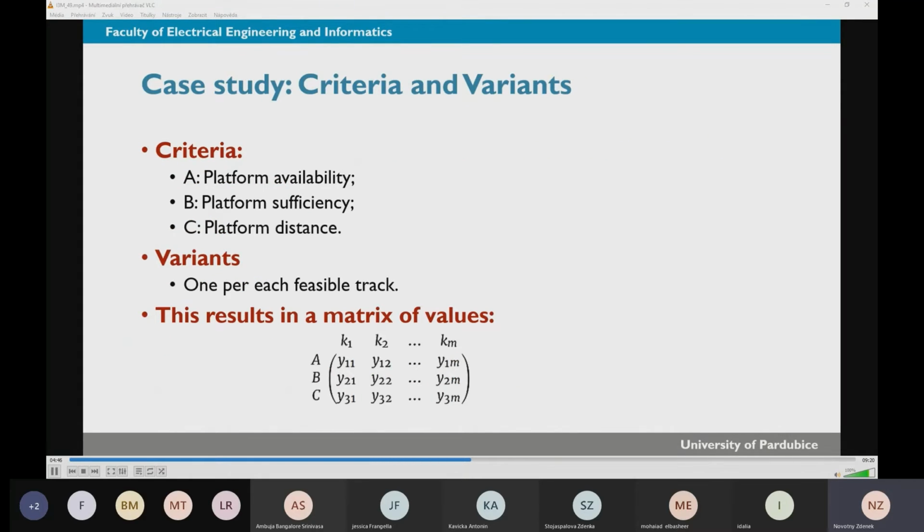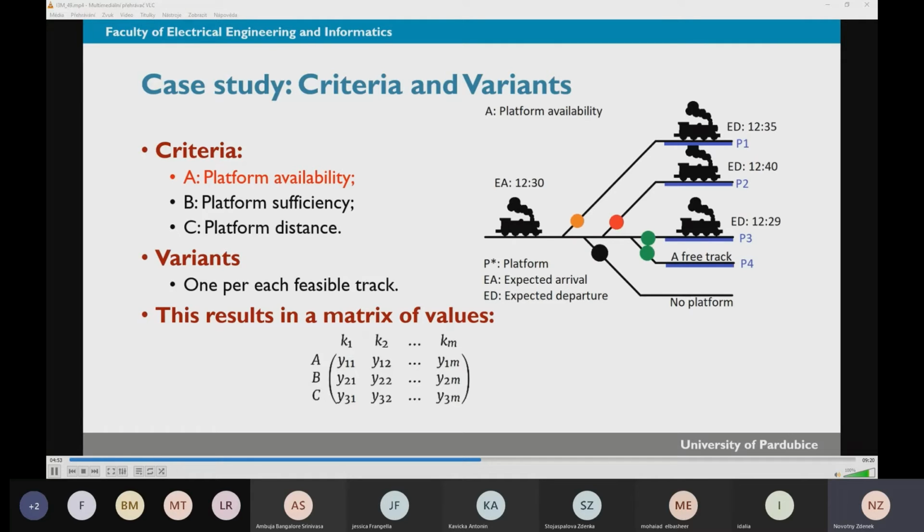For our problem with delayed trains arriving to a station, the chosen criteria are as follows. The criterion A is the platform availability, which means the support prefers a free track or a track which is going to be released shortly over those occupied by waiting trains. The longer is the estimated departure of a blocking train, the lower is the value of the criterion A regarding the track. Therefore, the criterion A attempts to allocate a track as fast as possible.